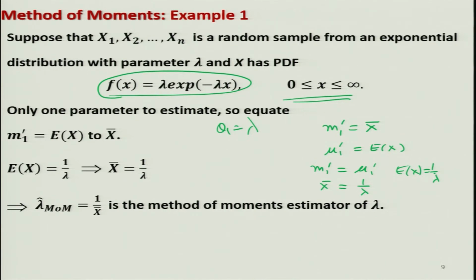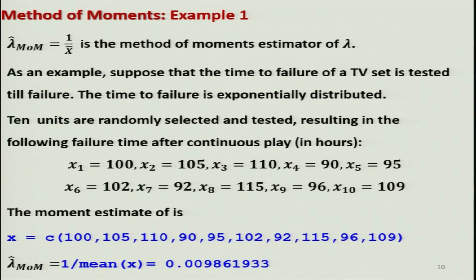So, now you can see this is what I have written here. Once you solve it, this will give lambda equal to 1 upon x bar, and hence lambda hat becomes equal to 1 upon x bar, and this is the method of moments estimator of lambda, right. Now, in case I ask you whether you can really find it on the basis of R, do you think that finding the value of 1 upon x bar is difficult? Right. So, now let us take an example and show you what we really mean by this estimator, and how we interpret it and calculate it on the basis of R software.